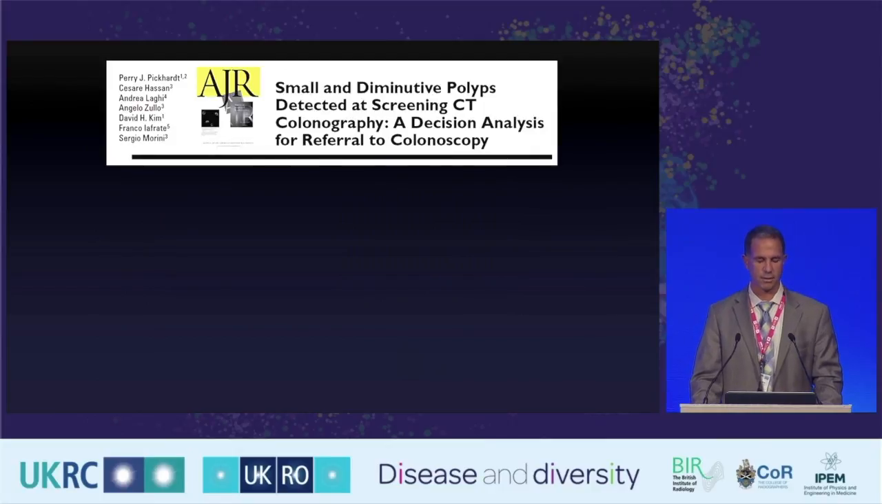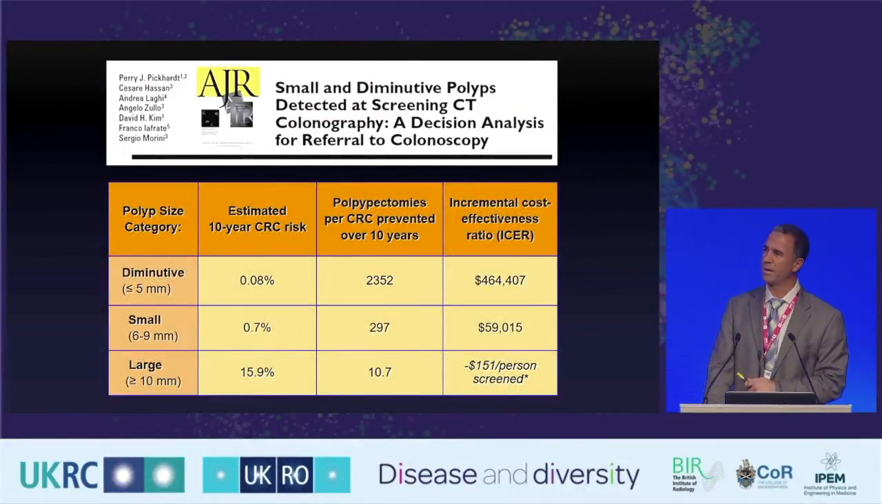So it's safe to follow these diminutive lesions. We've written a lot on cost effectiveness. I don't want to really dwell on this, but theoretically in this one study, when we looked at if we sent every diminutive lesion we were able to identify at CTC, we'd have to remove thousands of polyps to prevent a single cancer over 10 years at about $500,000 US dollars per life year gained.